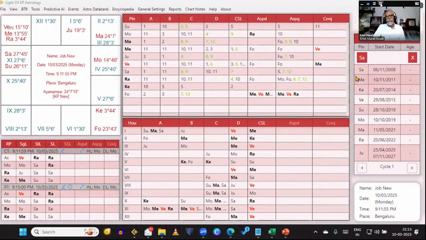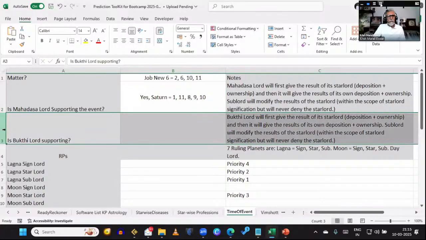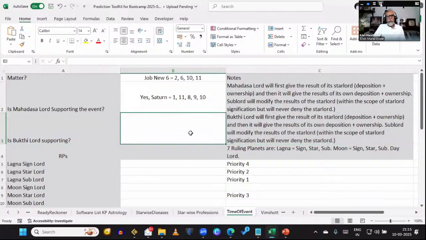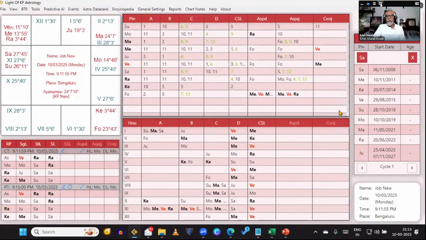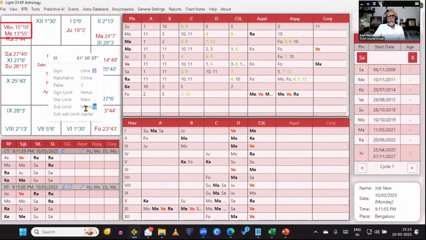Next step is the Bhukti Lord supporting. Remember that the event will be delayed until Venus is direct. Why? Because the sixth cuspal sublord is Mercury.